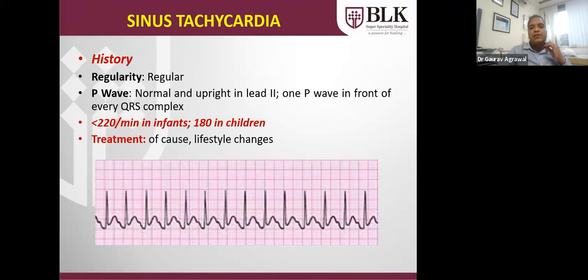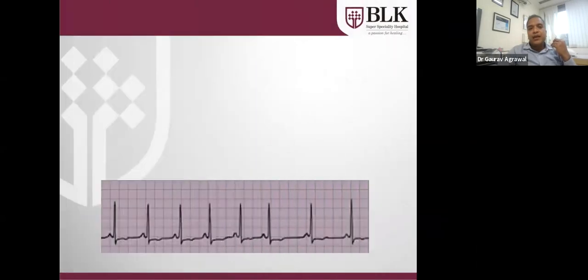The rhythm is regular, and the normal heart rate in children is less than 180, and in infants it should be less than 200 to 220 beats per minute. Treatment of sinus tachycardia, as we all know, is to treat the cause and make lifestyle changes.